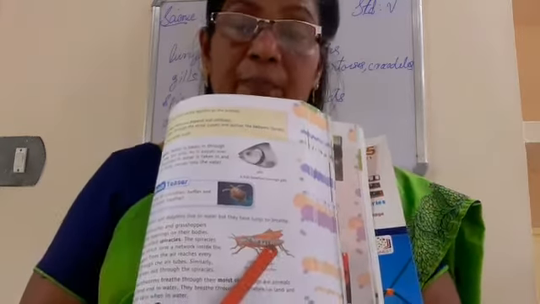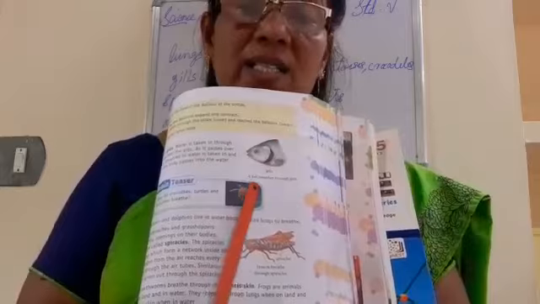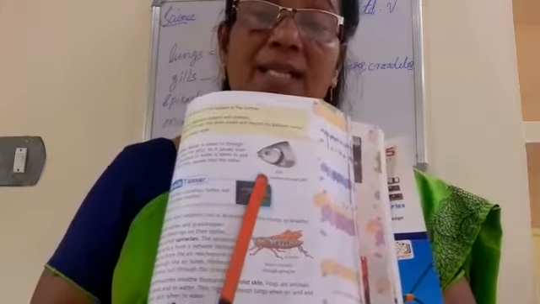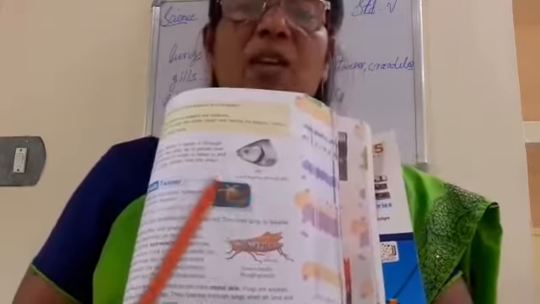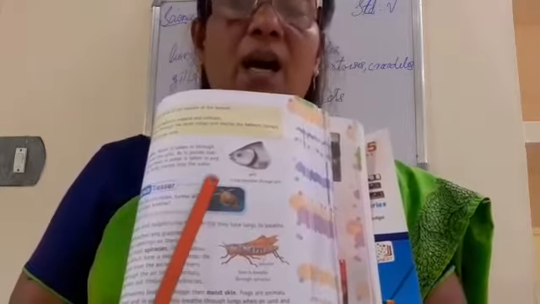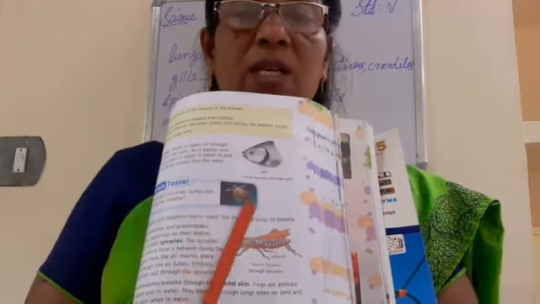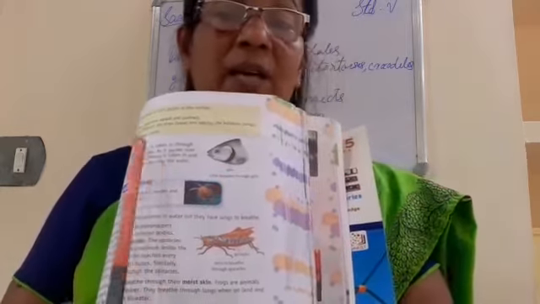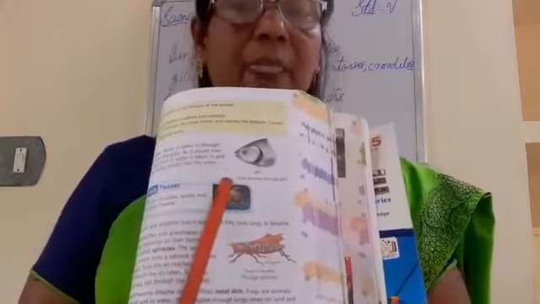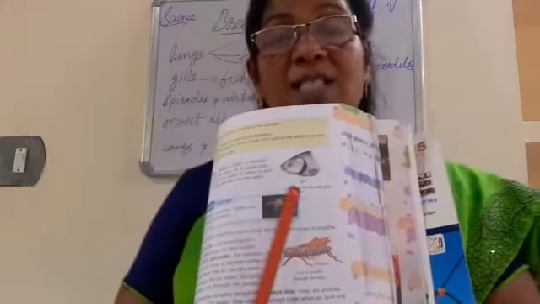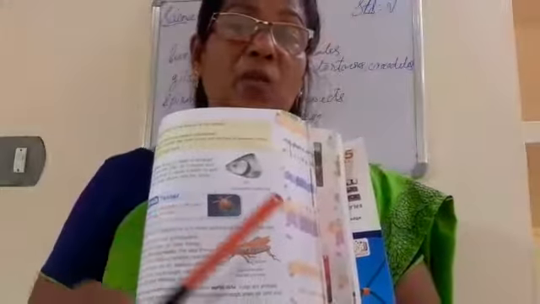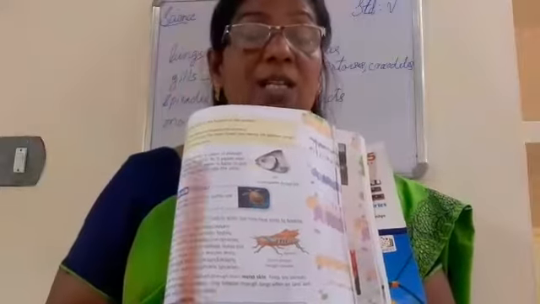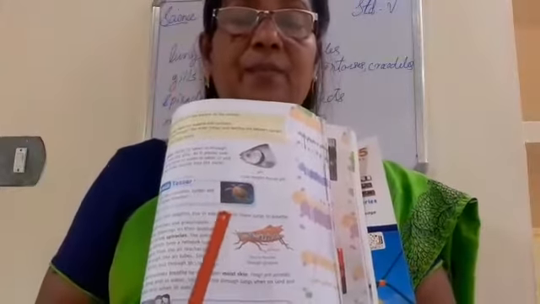And this is the picture of a turtle. Turtles, tortoises and crocodiles. These organisms can be seen swimming in water. And how do these organisms breathe? These organisms do not breathe with the help of gills. They have a pair of lungs with which they breathe. You might have seen the tortoise swimming in water, raising its head outside to breathe in air.